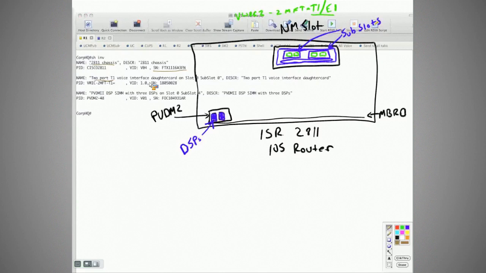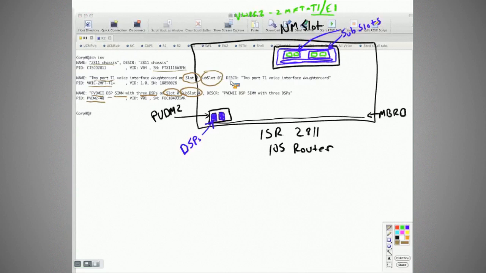It tells us that we have a 2-port T1 voice interface card. It tells the model number, VWIC 2MFT T1. And this is the important bit here: this is on slot 0, subslot 0. And then we also have a PVDM2, Roman numeral 2, DSP SIM, sorry I said DIM, it is actually SIM, all the DSPs are on one side, with 3 DSPs on slot 0, subslot 4, and it tells us the model number, PVDM2-48.